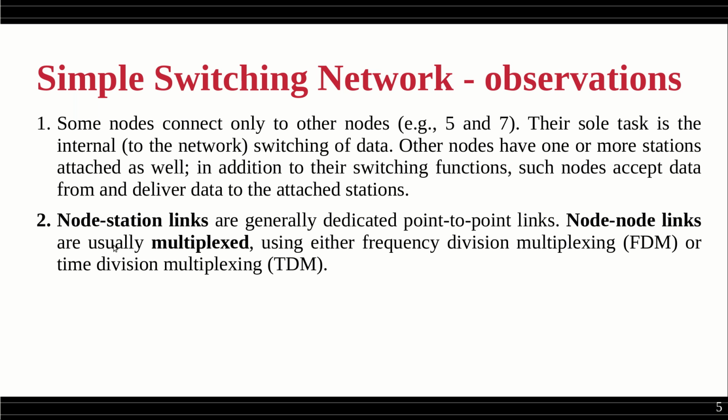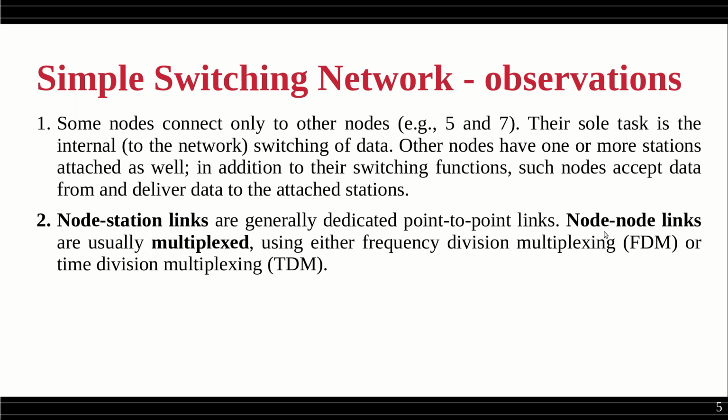Station to node link means information the station is trying to deliver to someone else, or from the node the information is being delivered to the station. So that is happening at the end portion. If you are looking at this node to station link, they are normally dedicated point to point direct links, because the end station can be directly connected to the node.